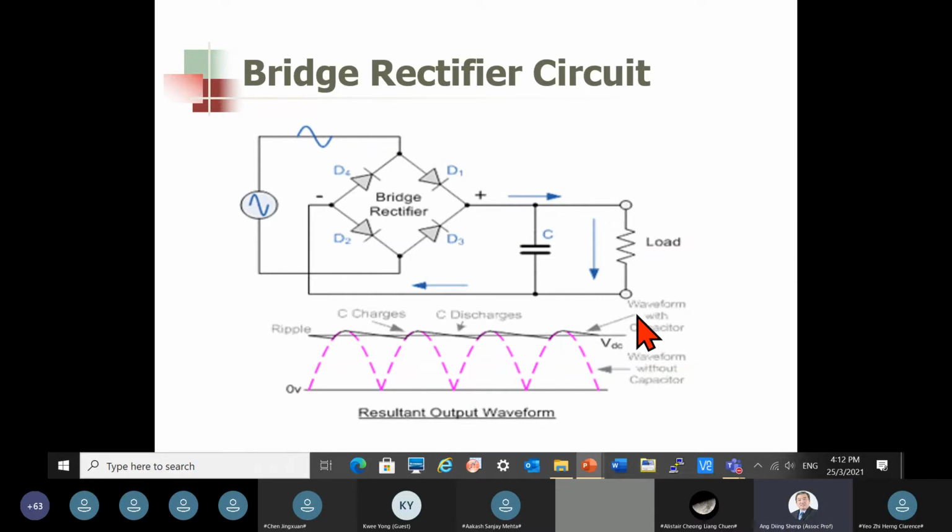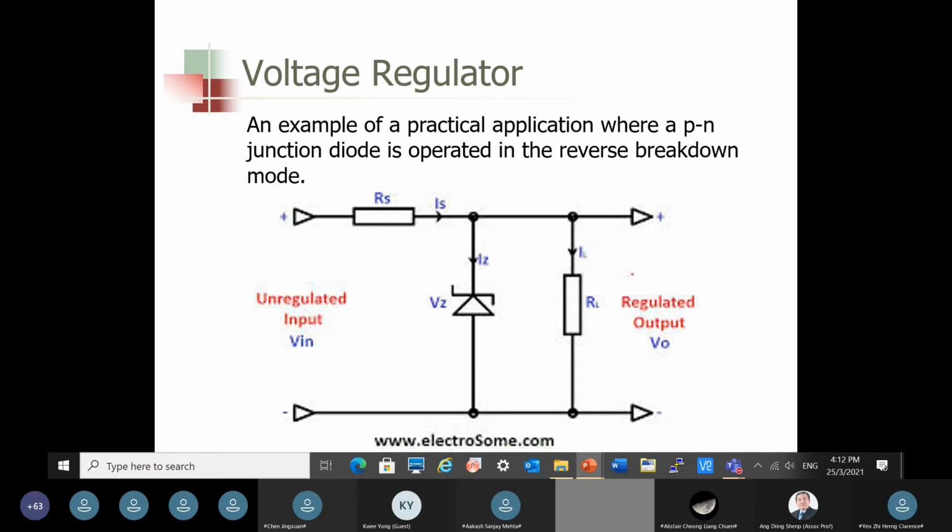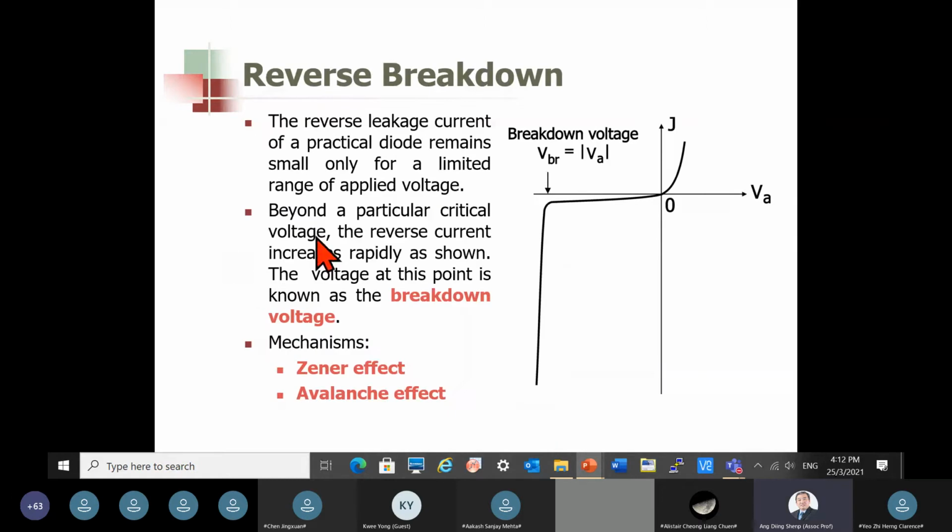All right, so I just want to give you an idea that reverse breakdown is not necessarily a bad thing. In fact, it has a very important practical application. Now, having said that, not all breakdown is good. In particular, avalanche breakdown is bad. All right, so we will try to understand why that's the case.